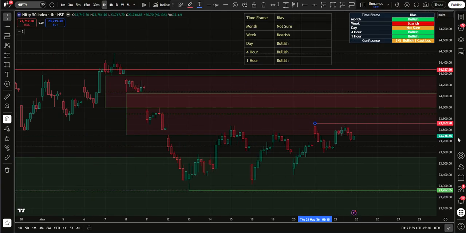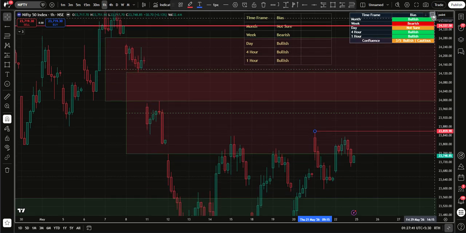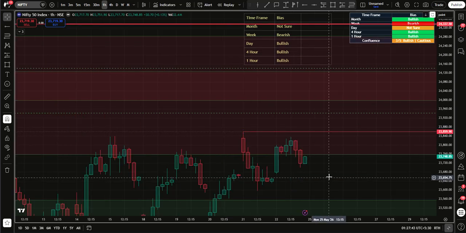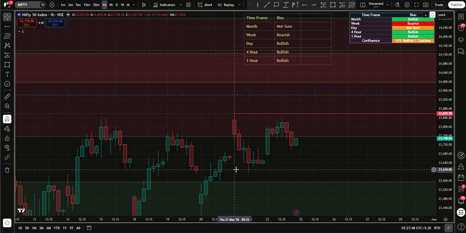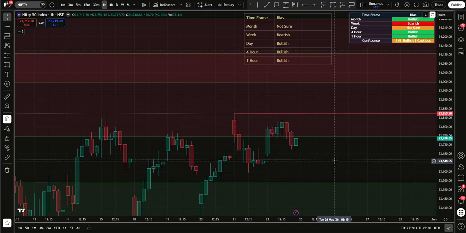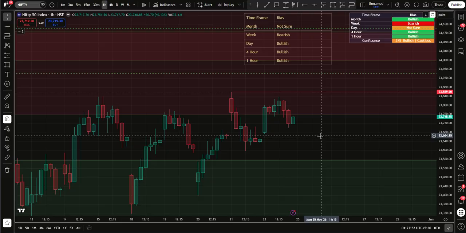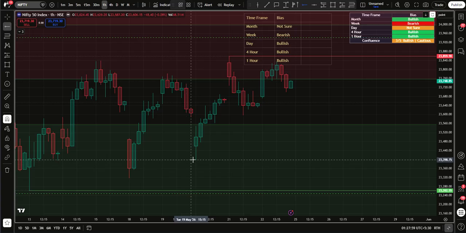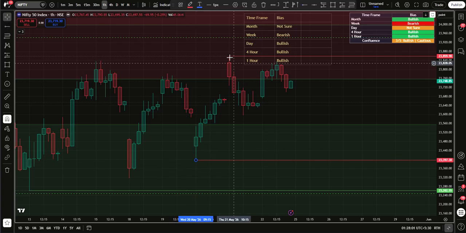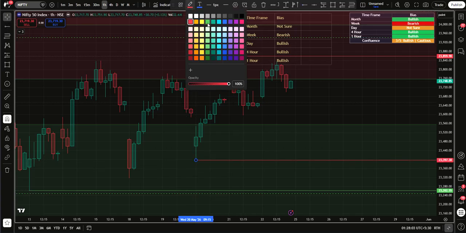On the hourly time frame, Nifty is bullish. This is a swing high, and this is a swing high. So Nifty is bullish. Sellers at the same level. Buyers, there is a difference. Well, buyers are right here. That should be in green.